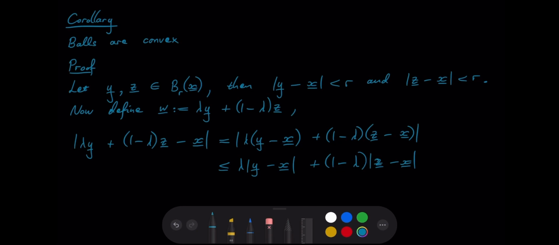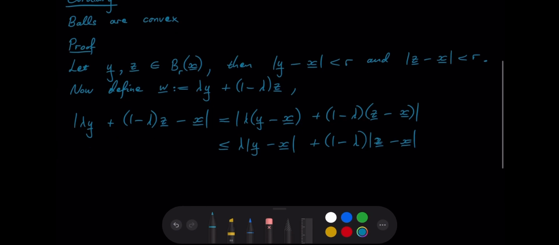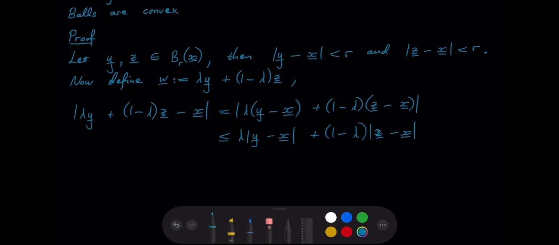Now here's the part where we just use the fact that y and z lie within the ball. So the absolute value of y minus x and the absolute value of z minus x are both less than r. So we have that this whole expression on the right hand side is less than lambda times r plus (1 minus lambda) times r, which is of course equal to r itself. So this proves that balls are convex.